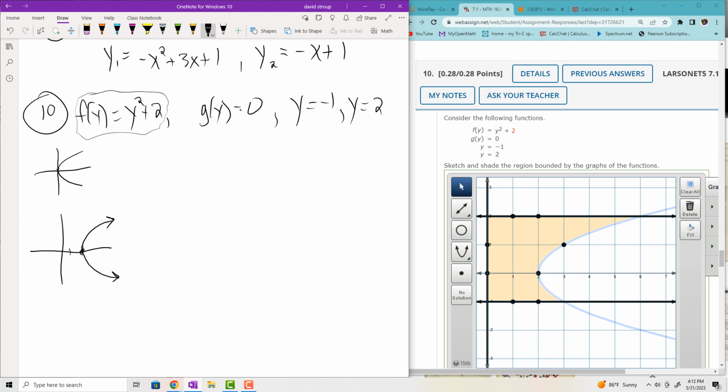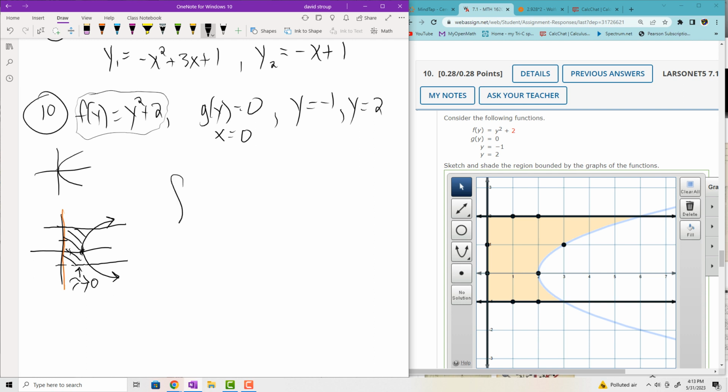And then g of y equaling 0 is basically just x equals 0. So that's your y-axis right here. And then y equals -1 is a horizontal line right here, and y equals 2 is another horizontal line right here. So the region we want is this region. And our Riemann person is going to be going in this direction of the flagpole.